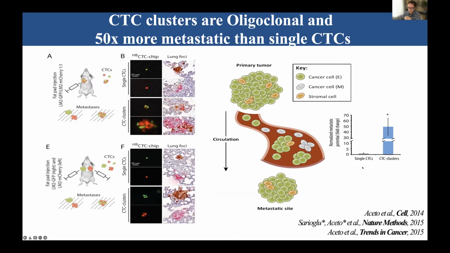And this was, at that time, a control experiment that demonstrated that clusters do not form from the aggregation of multiple CTCs, but they do directly get out of the tumor as clusters. And also that these clusters are oftentimes oligoclonal. So they carry multiple distinct clones from the tumor just in one cluster. So they may contribute to oligoclonality of metastasis in one single event.